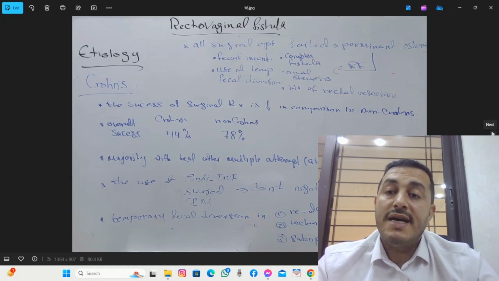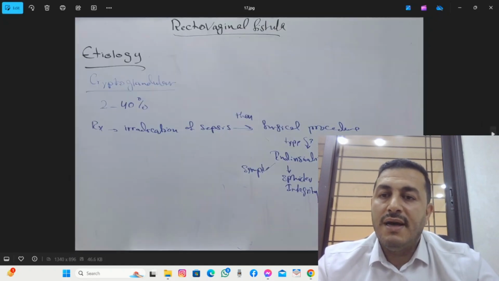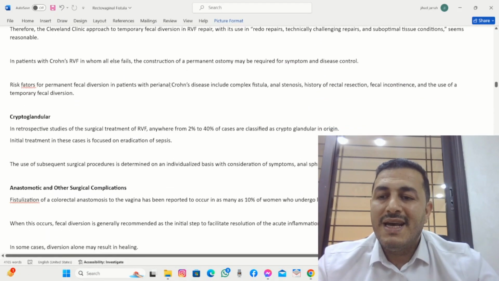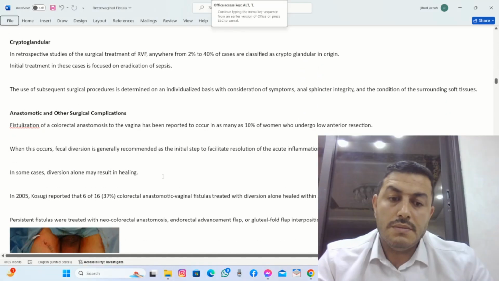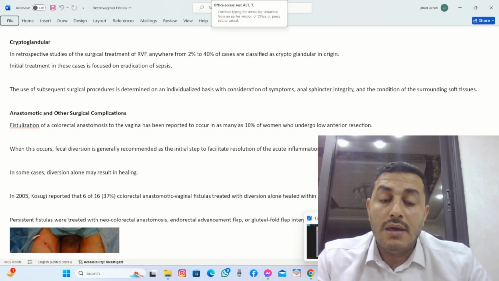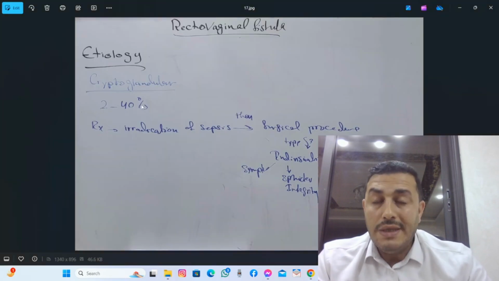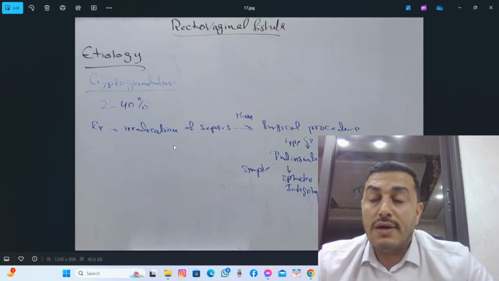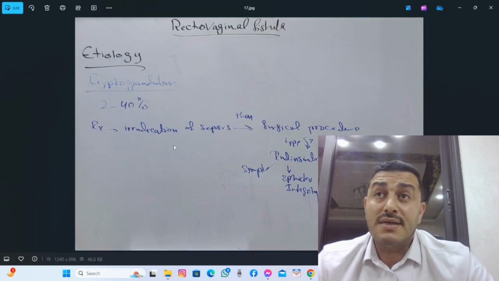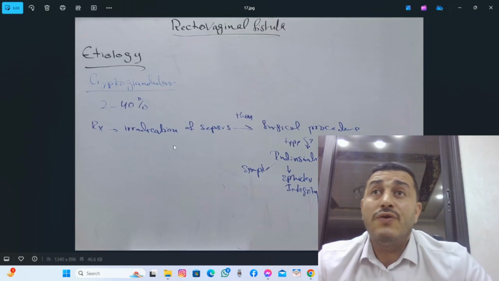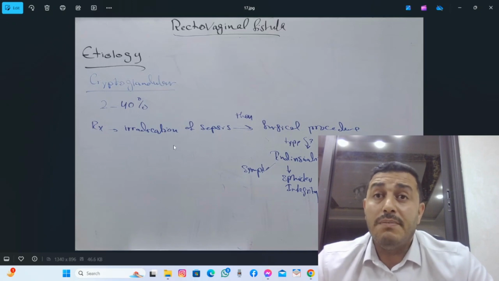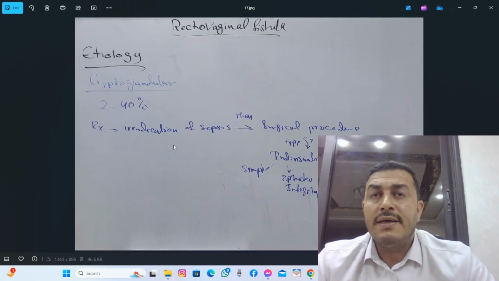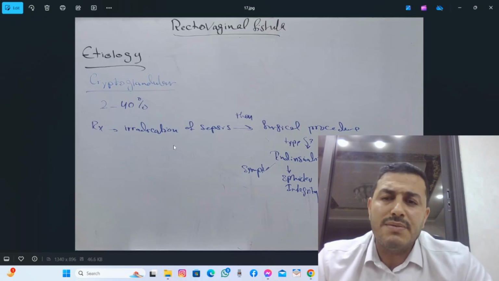So permanent stoma exists as a modality of treatment in rectovaginal fistula in patients with Crohn's disease. If we want to highlight the cryptoglandular cause, we already said that cryptoglandular as a cause for rectovaginal fistula is not that common. Actually, the cryptoglandular theory or cryptoglandular abscesses explain 80 to 90% of fistulas and abscesses that occur in the anal, perianal region. And these are glands with crypts that transverse the sphincter, the intersphincteric space.